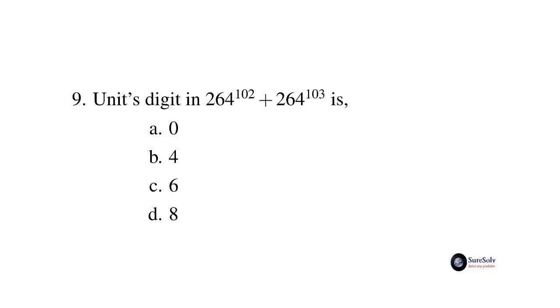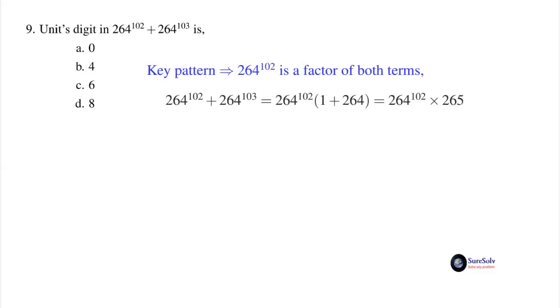Find the units digit of 264 to the power 102 plus 264 to the power 103. At first glance, it seems the solution would be laborious and time-taking. But the key pattern that 264 to the power of 102 can be taken out of both the terms as a factor greatly simplifies the problem. Result is 264 to the power of 102 multiplied by 265.